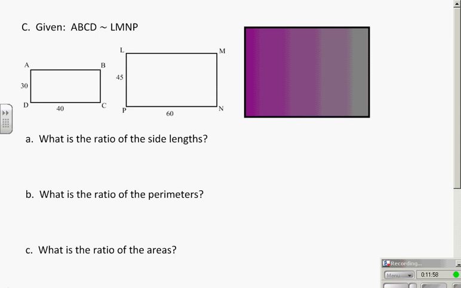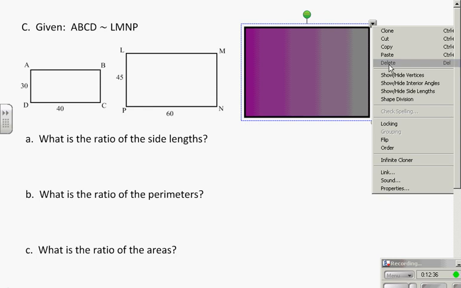Given that ABCD is similar to LMNP, what is the ratio of their side lengths? Before we get going, we need to decide what we're going to use for K. What are we going to use for our old or for our new? If I go from this figure to this figure, I better make sure my K is a fraction because I'm making my problem smaller. If I go from this picture to this picture, I need to have a number greater than 1 so that I can blow it up. It doesn't matter which way you go, as long as you are consistent through your whole problem.